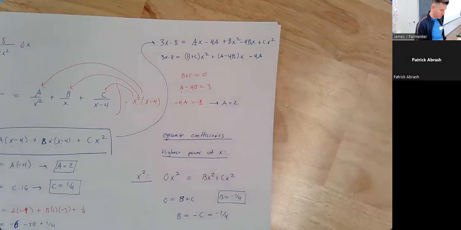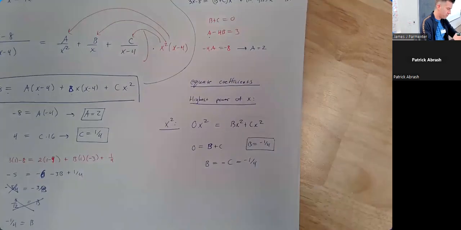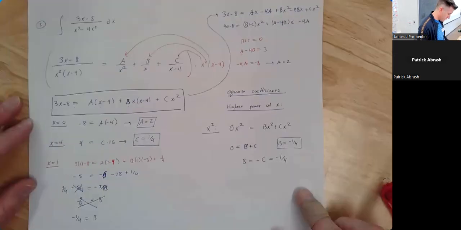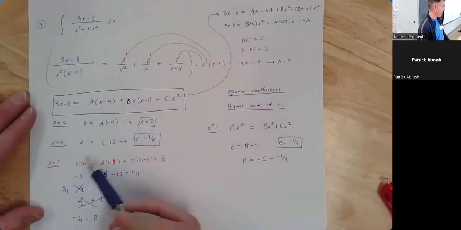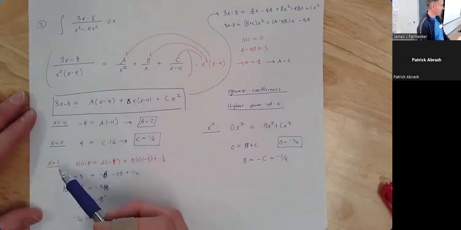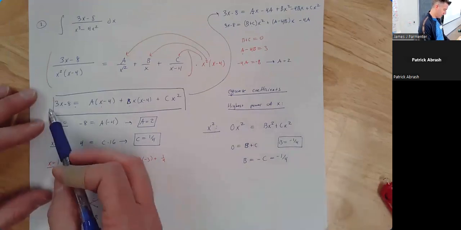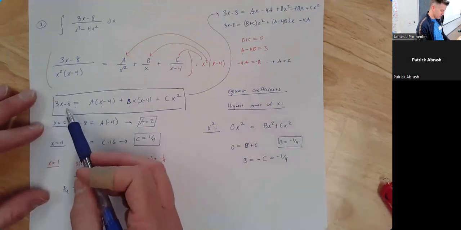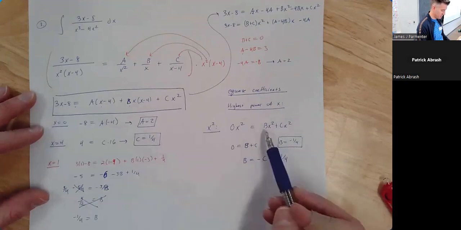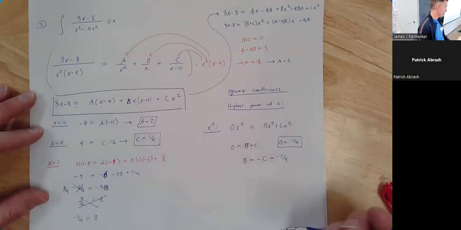So usually I would always recommend doing this stuff first, using your nice values of x, and then if you run out of nice values of x, start equating the coefficients of both sides. So that, oh, okay, well, if I look at x squared over here and x squared over here, they have to be the same. 0x squared on the left has to equal bx squared plus cx squared on the right.